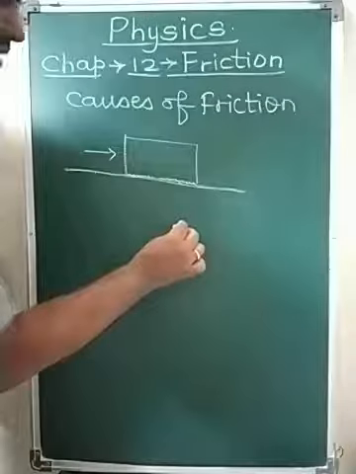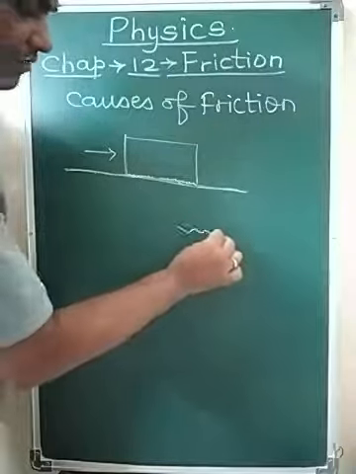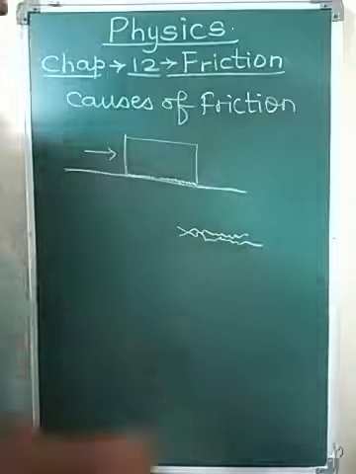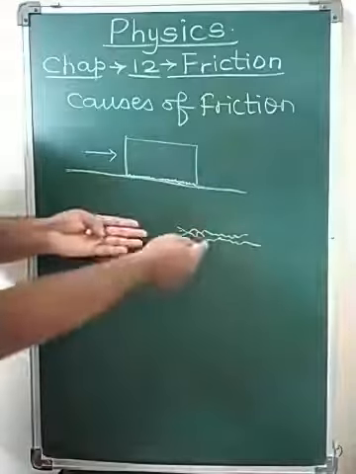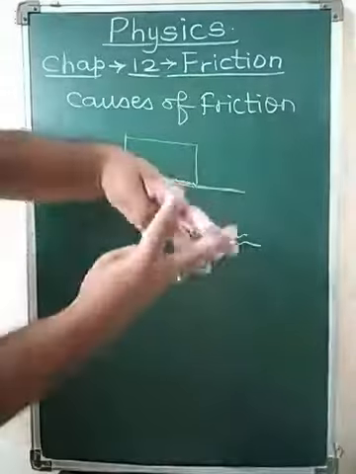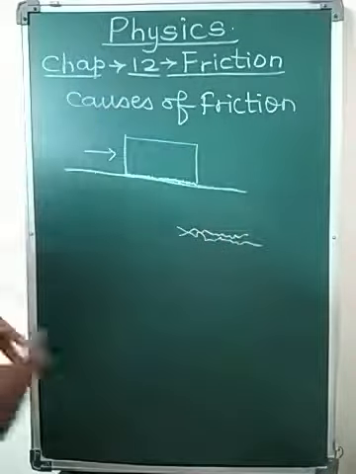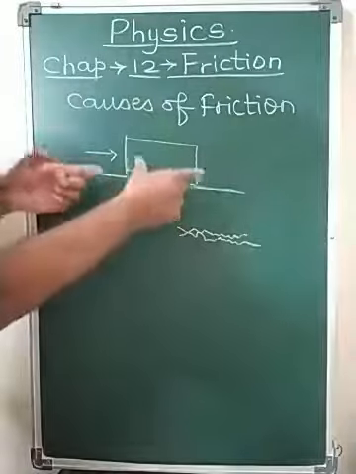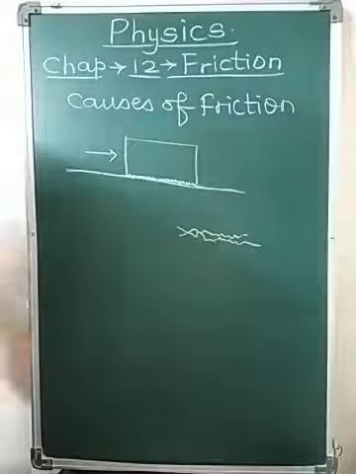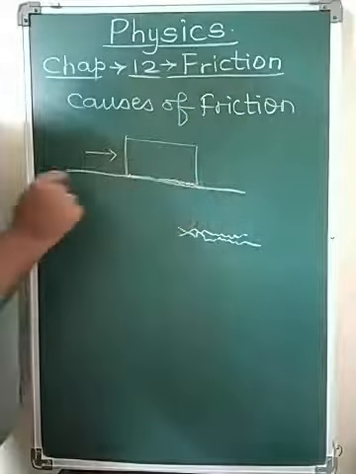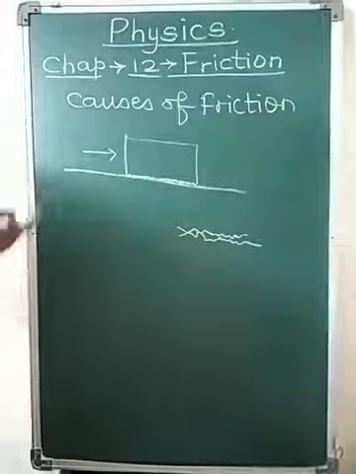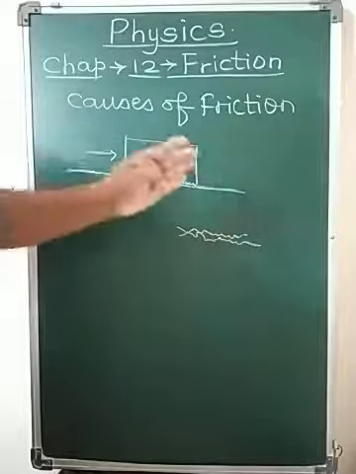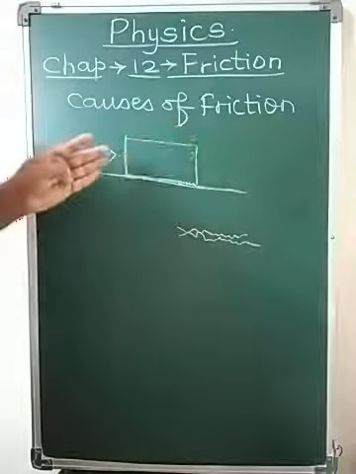So what happens? Suppose you magnify this: these are the rough spaces of the box and these are the rough spaces of the surface. These spaces get interlocked in each other, and then friction is caused. Why is the object stationary in a position? Because of the frictional force. Unless you apply a force greater than the friction force, this box is not going to move.